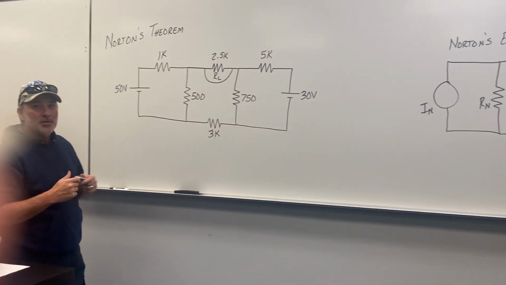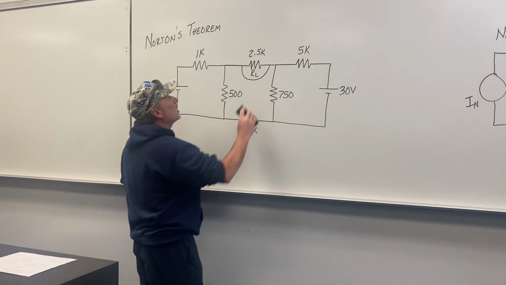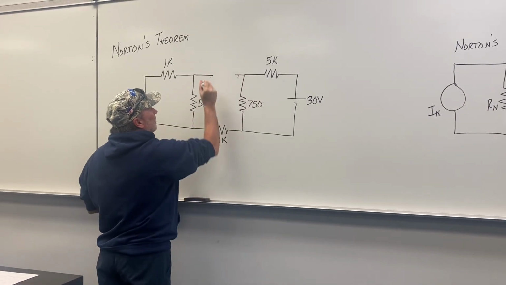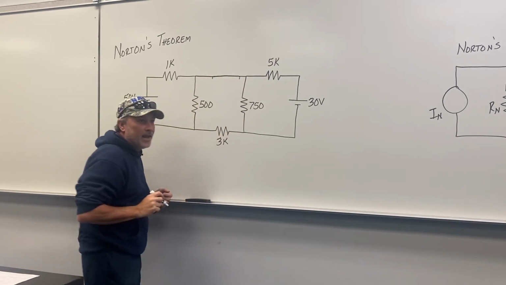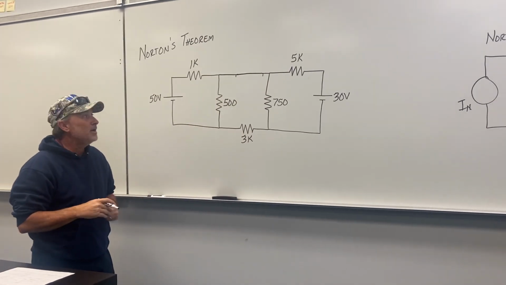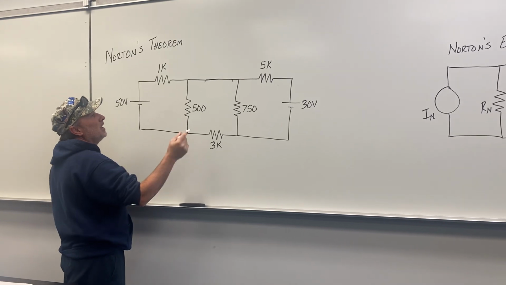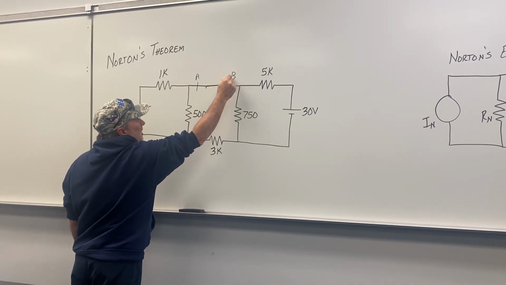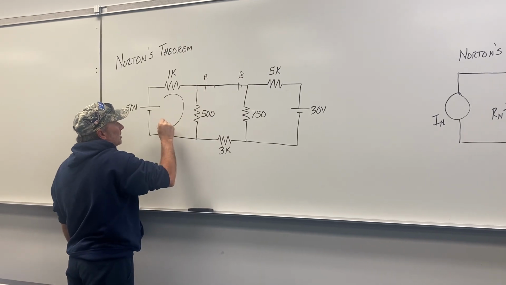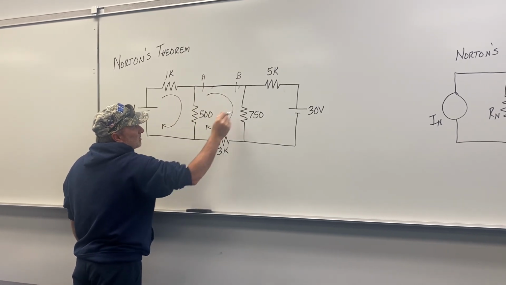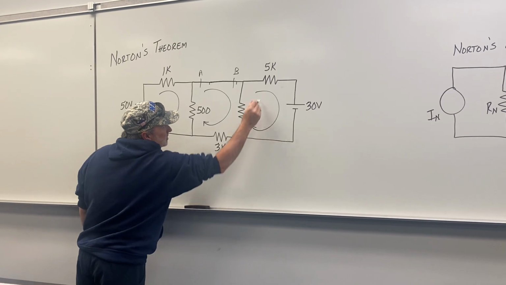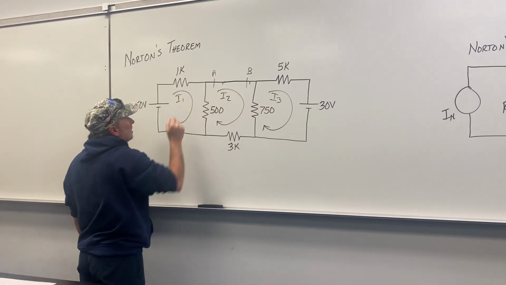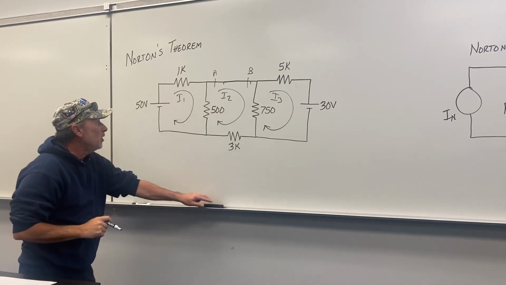One thing I like to do, and I'd like to have you do, so you don't get confused, is take the load out and put my short right in there, because you don't want to add it in when you're doing your equations. The easiest way to get my current from A to B here is to do mesh analysis. So we have I3 over here, I2, I1, and then we can write our equations.